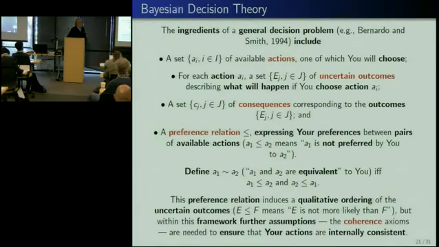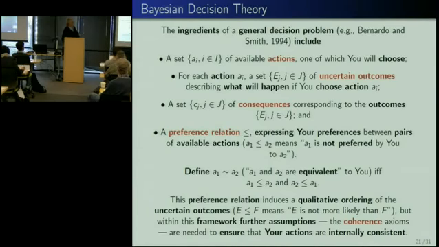And then the fourth thing you have to input is a preference relation, which we could describe with the symbol less than or equal to, expressing your preferences between pairs of available actions. So if you say A1 less than or equal to A2, that means A1 is not preferred by you to A2. Or another way to say it is A2 is at least as good, as far as you're concerned, as A1. And then if it goes in both directions, if A1 less than or equal to A2 and also A2 less than or equal to A1, that's like saying you're indifferent between them. So let's use the tilde symbol to stand for A1 and A2 being equivalent, as far as you're concerned.